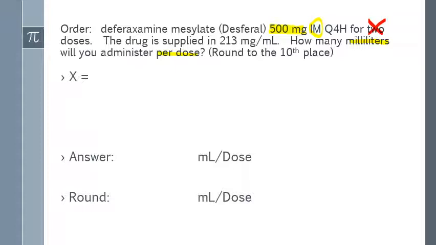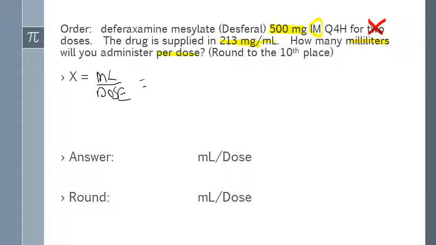And we also know that the medication is supplied in 213 milligrams per milliliter. And you say, well, we've been using a lot of even numbers in these presentations, but I bring that one to you because you may see it that way. You always have to read the drug label in the order and see how it's supplied. So let's solve for milliliters per dose.